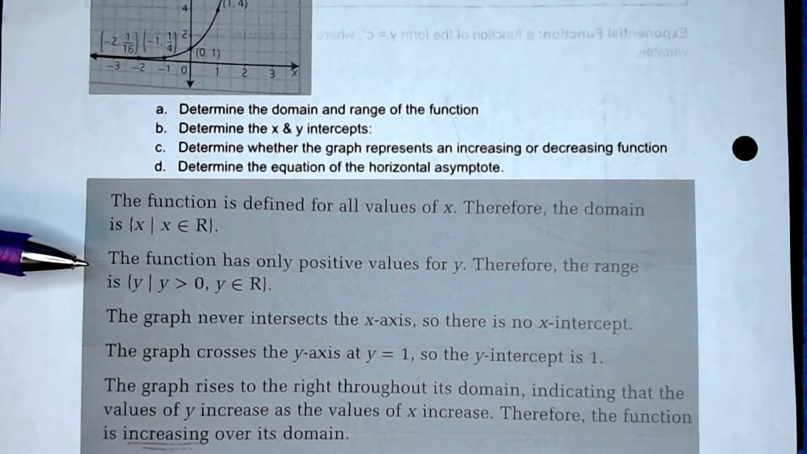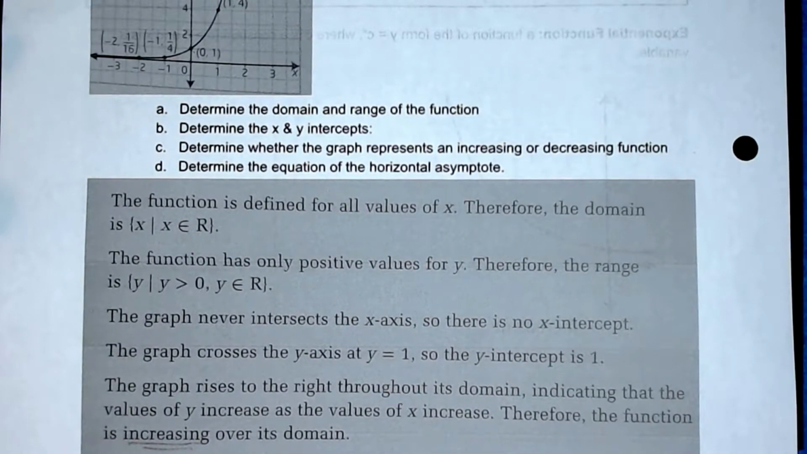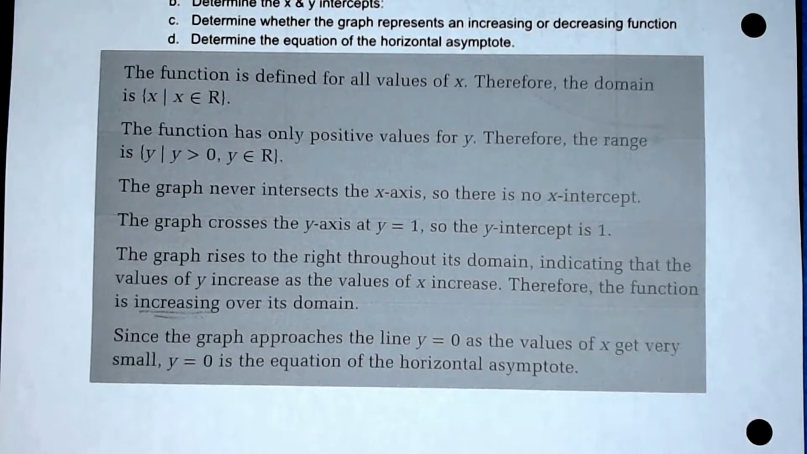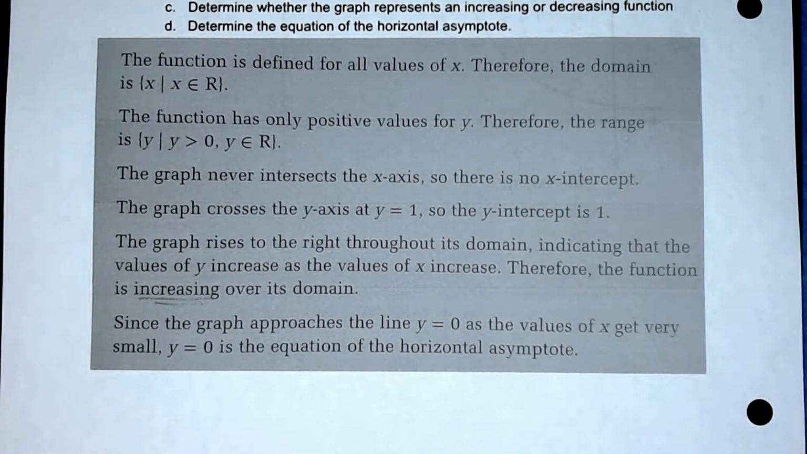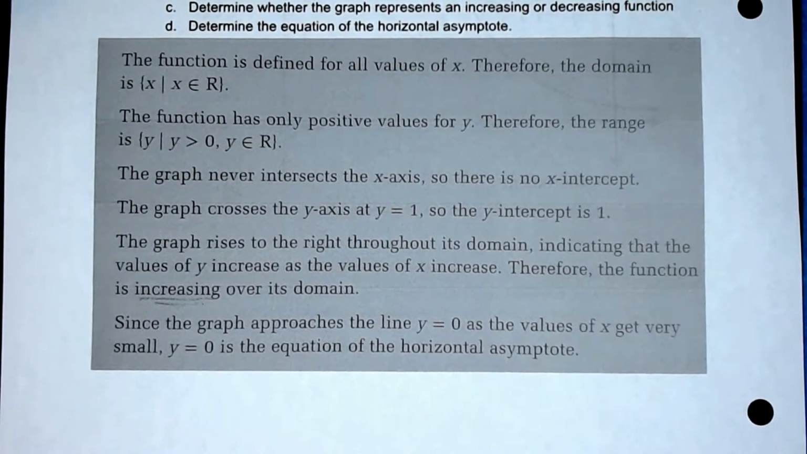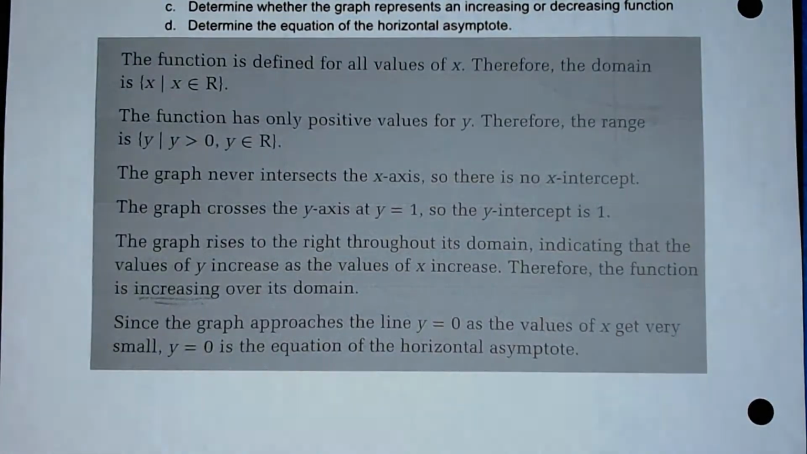This function has only positive values for y, so the range is y is greater than 0. It never intersects the x-axis, so there's no x-intercept. It crosses at y equals 1, which we already talked about. We call this graph increasing because it rises to the right on the positive x side. And the horizontal asymptote we already discussed.